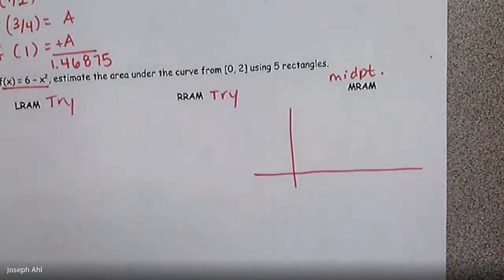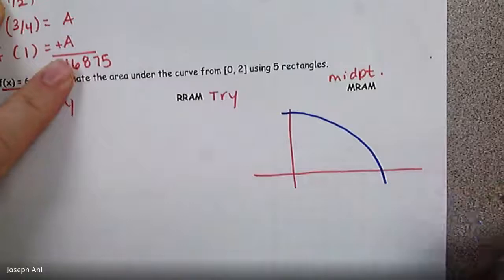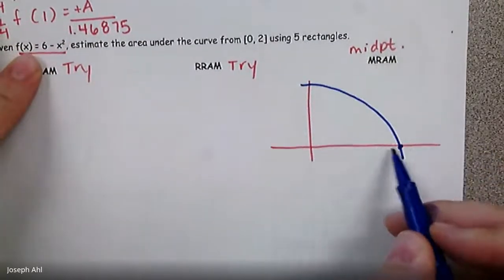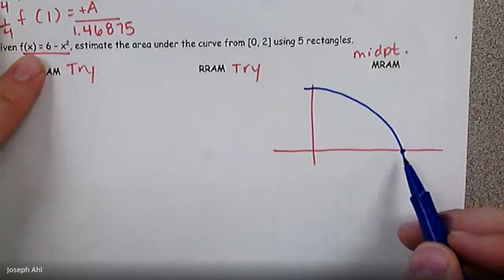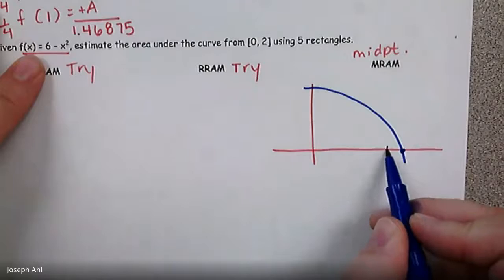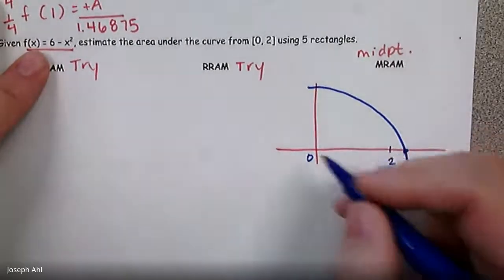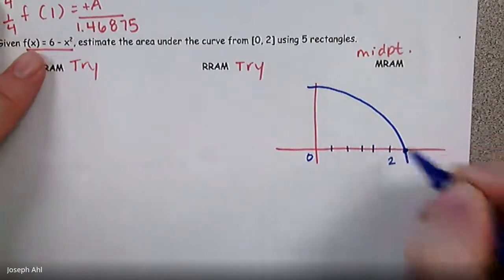From 0 to 2? Well, I know it's a parabola that got moved up 6 and is upside down. So the curve's going to look something like this. And I know that 2 actually is just before where we hit that root. That root would be at radical 6, which is a little bit bigger than 2. So if I put 2 here and 0 here, I want to make 5 rectangles over this interval. So we need 1, 2, 3, 4, and that would be the 5th rectangle.